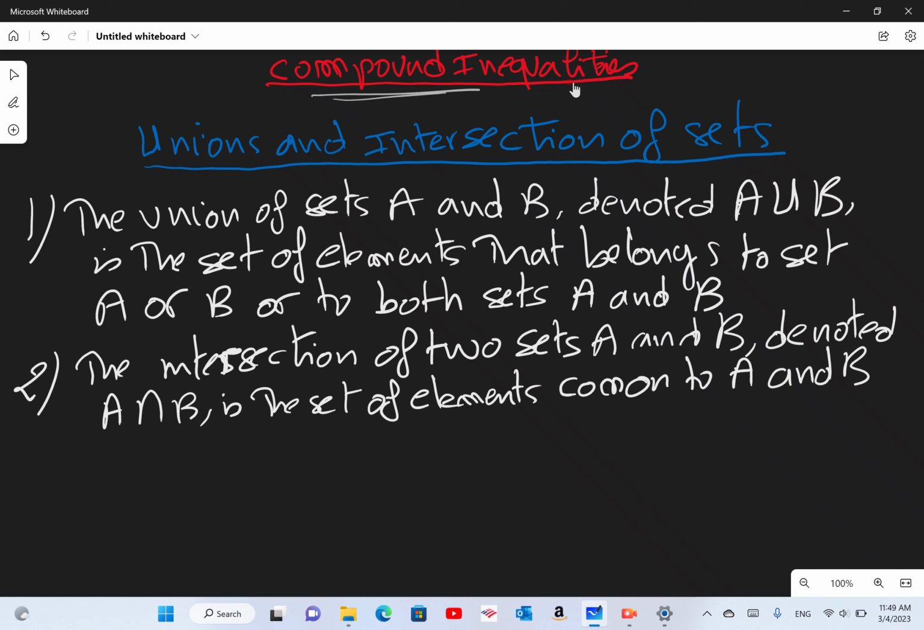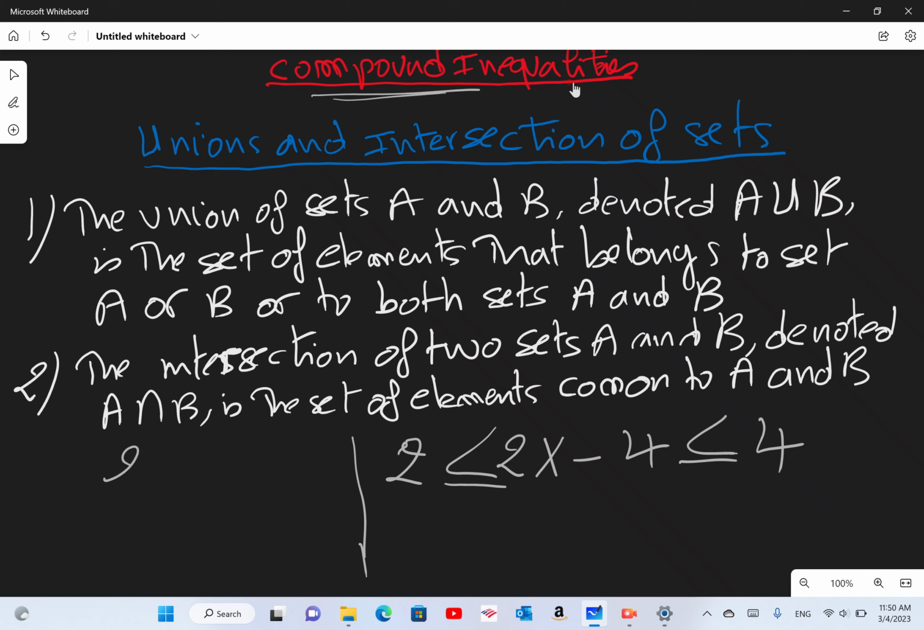In order to do that, let's write an example here so you know what I'm talking about. Let's say we have 2x minus 4 greater or equal than 2, less or equal than 4. So this is a compound inequality. But in the previous video, we learned how to solve linear inequalities like 2x minus 4 less or equal than 2. So you can see the difference.